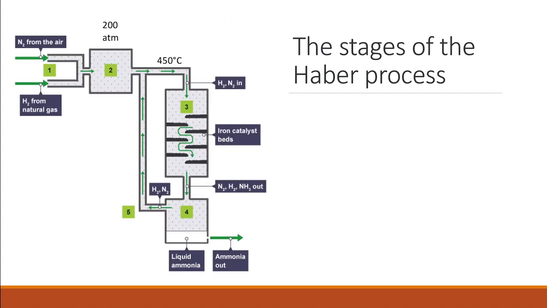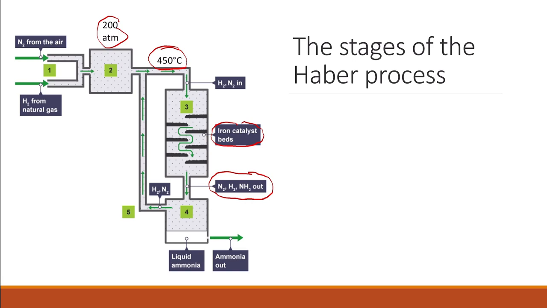Looking at the stages of the Haber process, nitrogen that comes from air and hydrogen that comes from natural gas are mixed together, and then the pressure is increased to 200 atmospheres, and then the temperature is increased to 450 degrees, and they are allowed to react together with the aid of iron catalyst beads. So here this is a reversible reaction. So hydrogen and nitrogen will react together to give you ammonia. However, at the end, we still are going to have nitrogen, hydrogen, and ammonia because this is a reversible reaction.